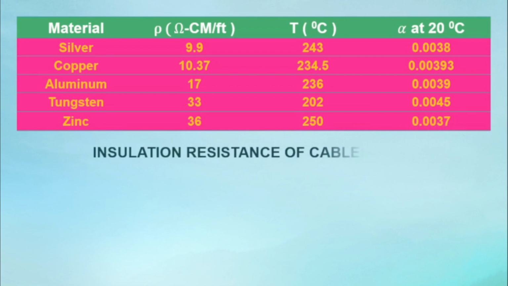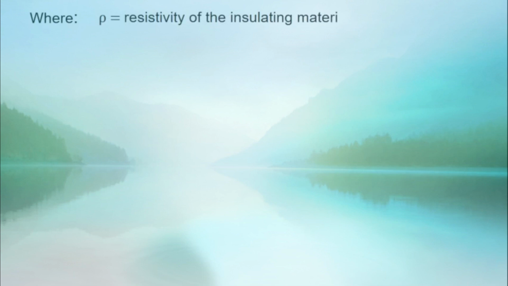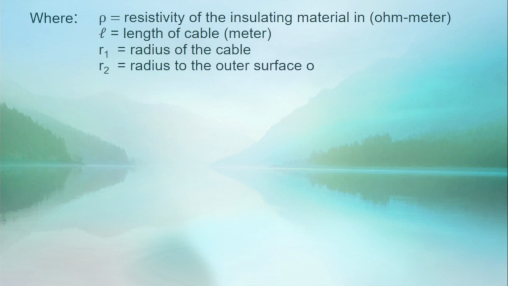Insulation resistance of cables. Formula, R equals rho over 2 pi L times ln R sub 2 over R sub 1, where rho is the resistivity of the insulating material in ohm meter, L equals length of cable in meter, R sub 1 equals radius of the cable, R sub 2 equals radius to the outer surface of the insulation.